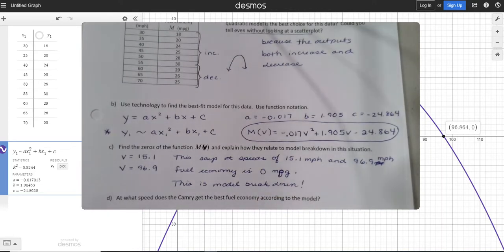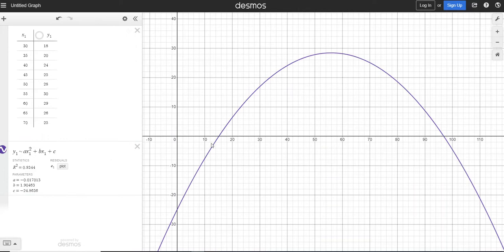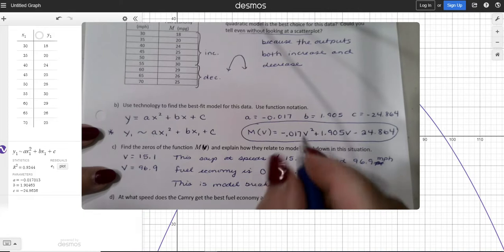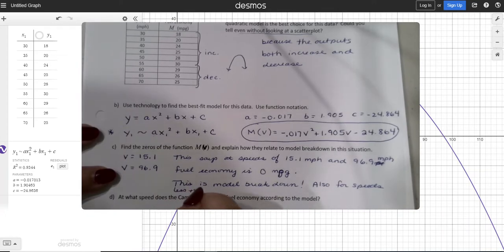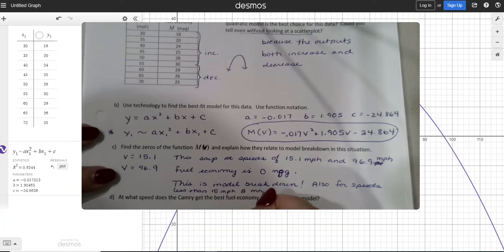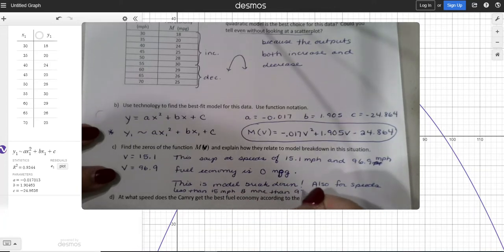I might also mention that anything slower than our, what was it, 15? And anything faster than our 97 predicts negative gas mileage, which is also clearly model breakdown. So if we wanted to add that, we could. So also for speeds less than 15 miles per hour and more than 97 miles per hour, we get model breakdown.